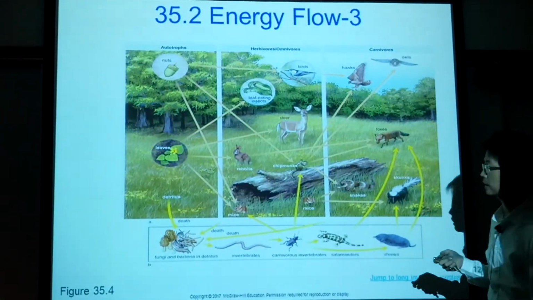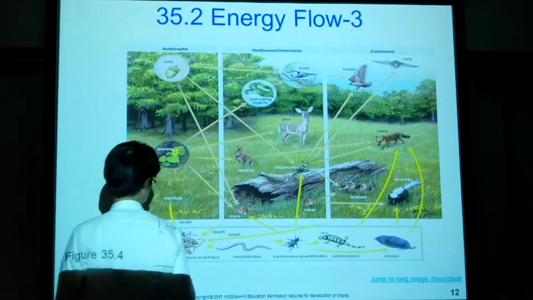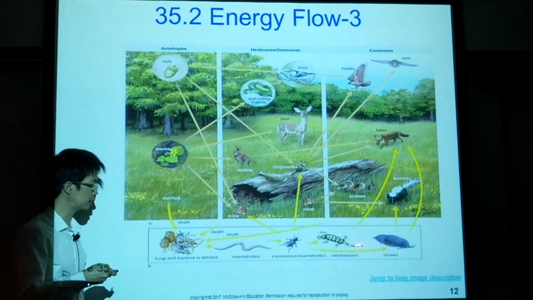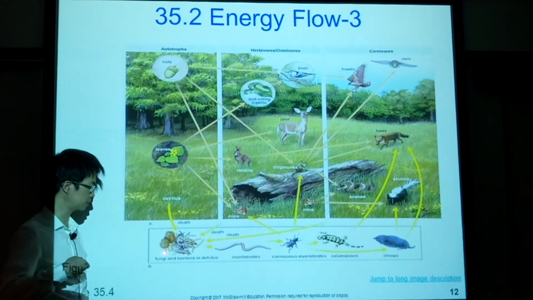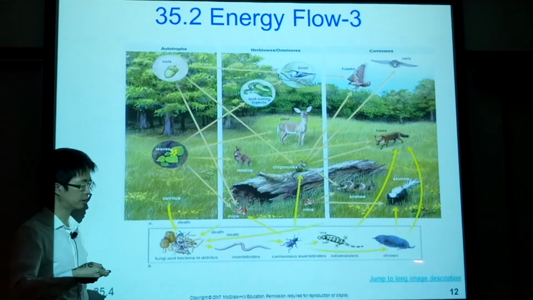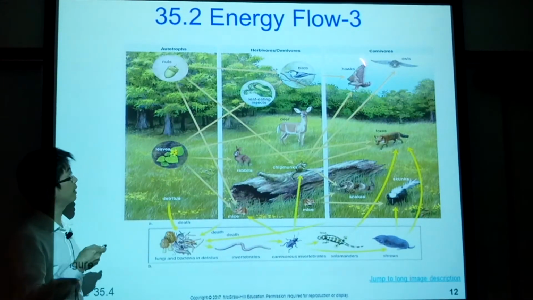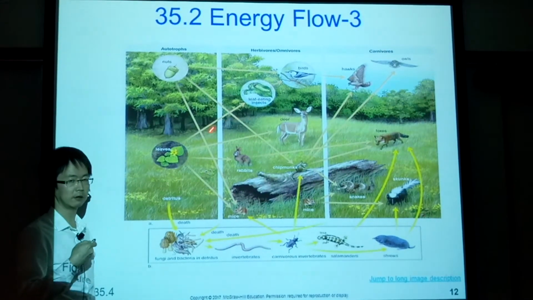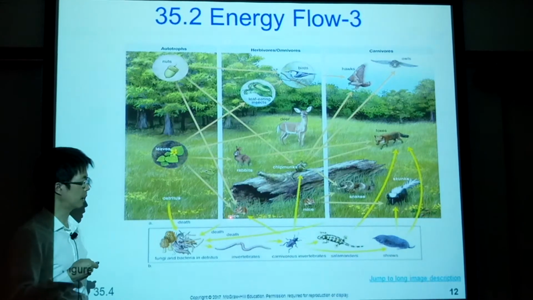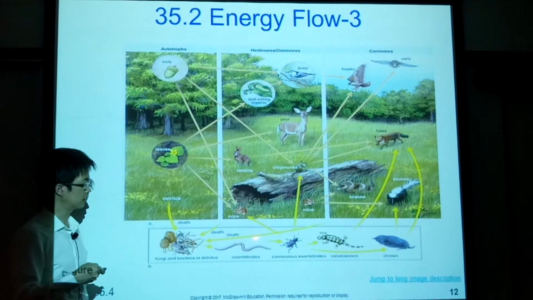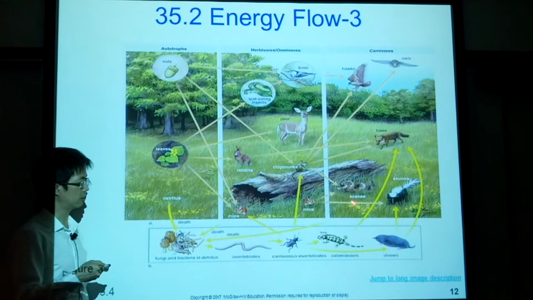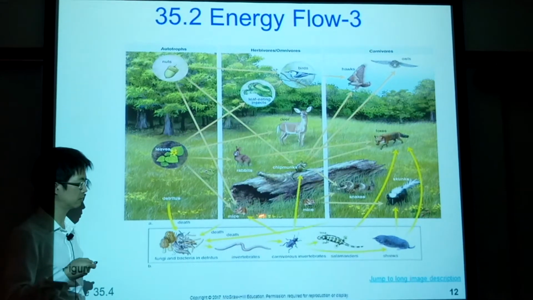So this is the example. The bottom panel is the B part. Panel B is the detrital food web. Panel A is the grazing food web, and they are connected by the herbivore or omnivore.